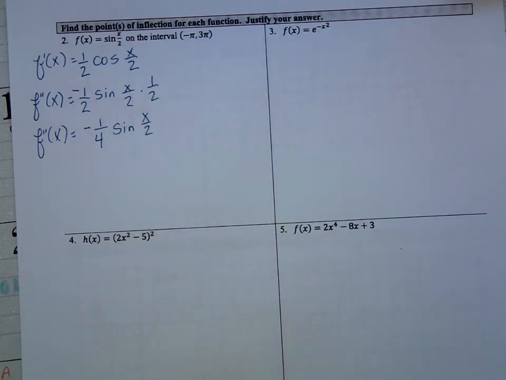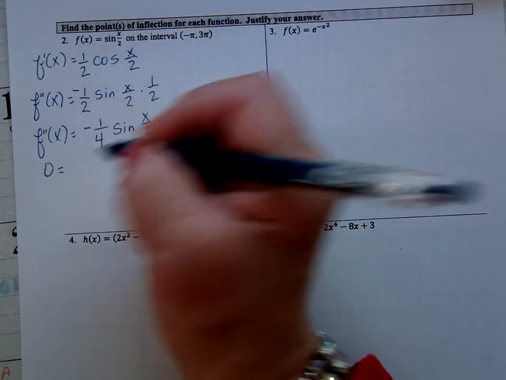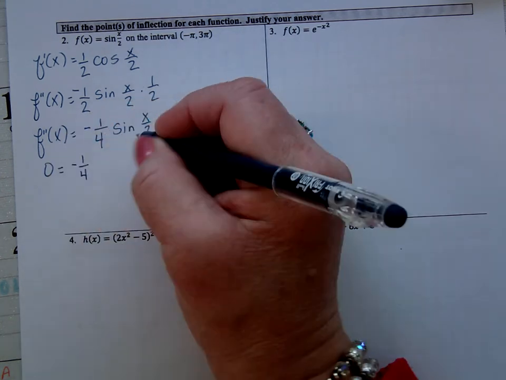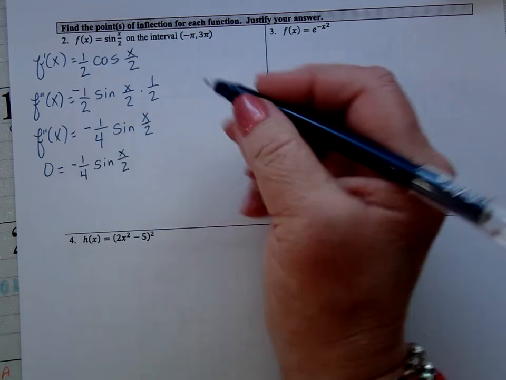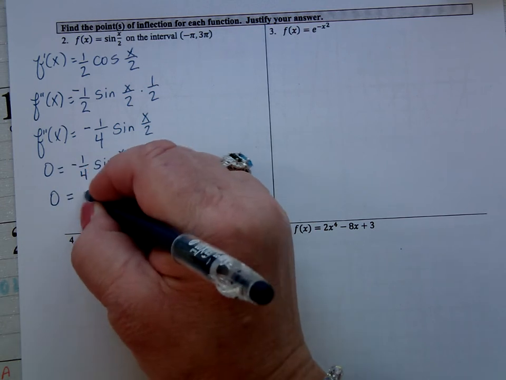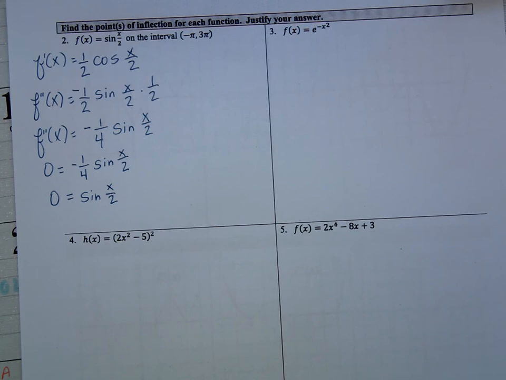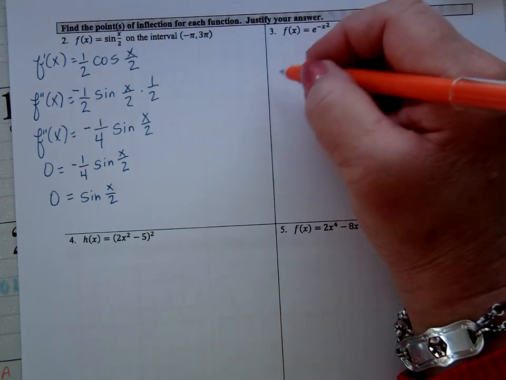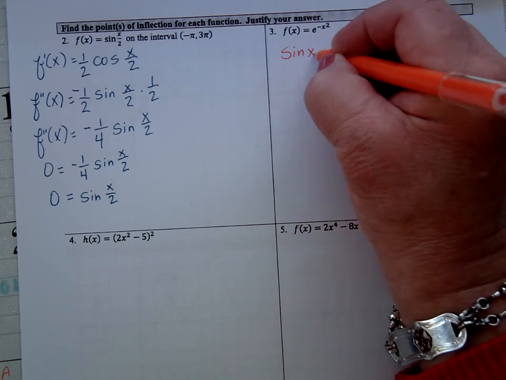Points of inflection: set the second derivative equal to 0. Here it goes. 0 equals negative 1/4 the sine of x over 2. Divide by the negative 1/4, so now you're at 0 equals the sine of x over 2. Well, you kind of have to go on a journey a little bit to figure this out. I'm going to come over in this box because I'm out of space over there. I want to know where this regular old sine of x equals 0.